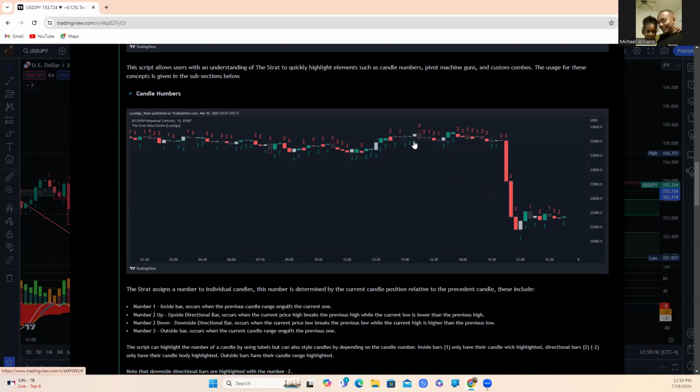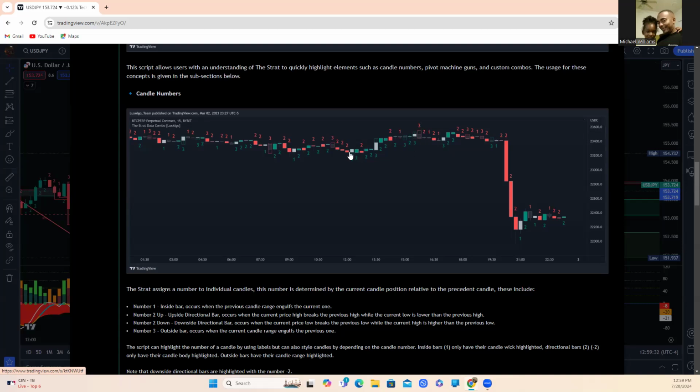So let's say like this three right here. It engulfed the previous candle, which means it took out the high and it took out the low. That's a three. And then you got another three right here. It took out the low and took out the high. We're going to get into scenarios and situations where we can utilize our twos and our threes for trade setups, even our ones. It's all about context. So that is the explanation for the 1, 2, and 3 candle numbering.